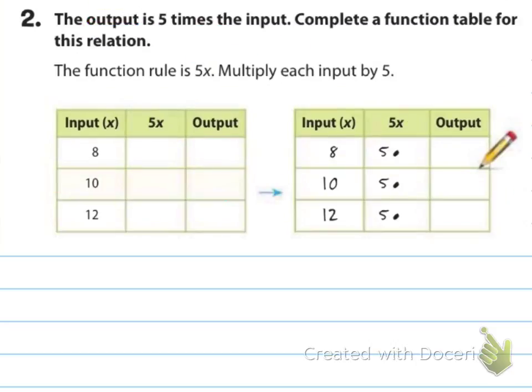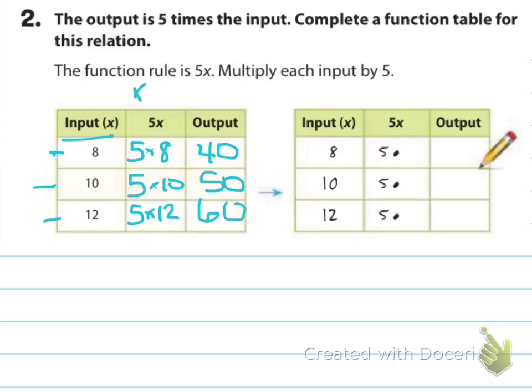So example number 2, it says that the output is 5 times the input. Complete a function table for this relation. So it shows us that the function rule is 5 times x, where we're going to multiply each of the inputs times 5. So for the first one, we're going to have 5 times 8, which is going to be our 40. Then we're going to do 5 times 10, which is 50. And then we're going to do 5 times 12, and we get the answer as 60. And so we know that our rule is times 5, and for each one, we're going to take whatever the input is, and we're going to multiply that times 5.